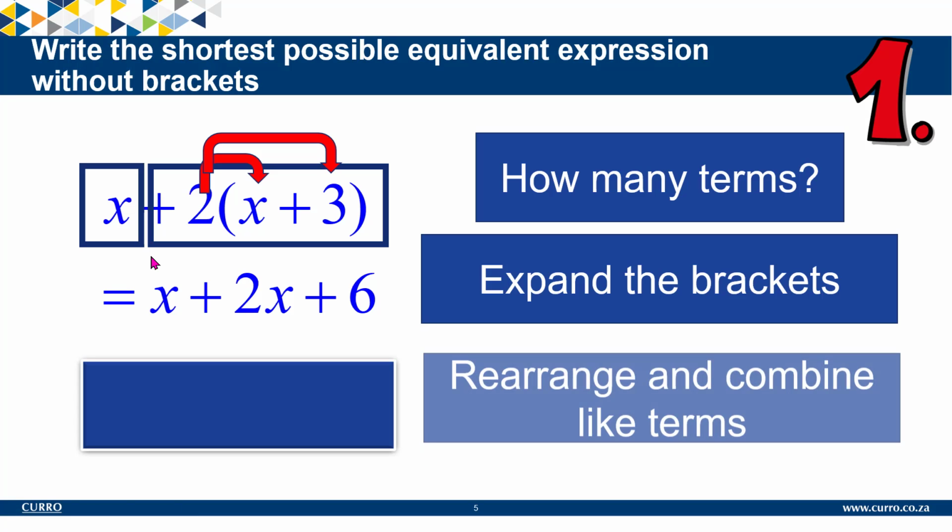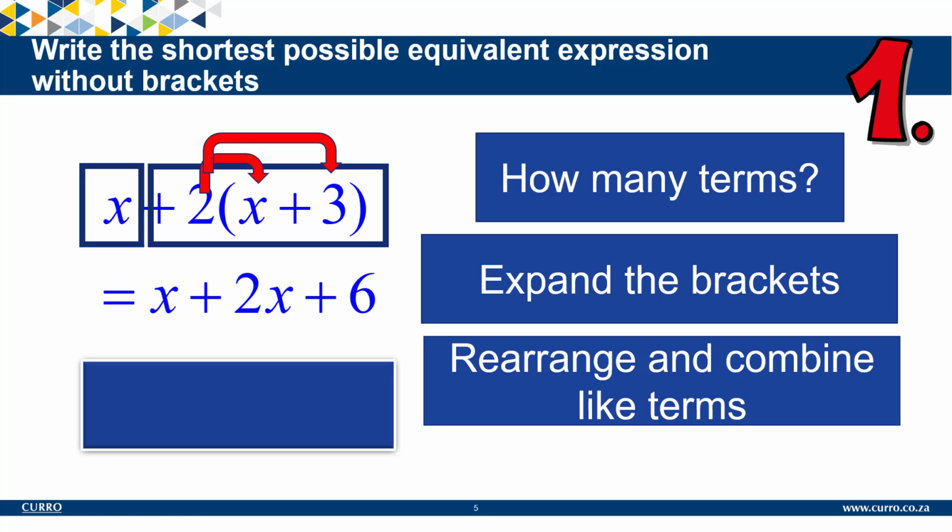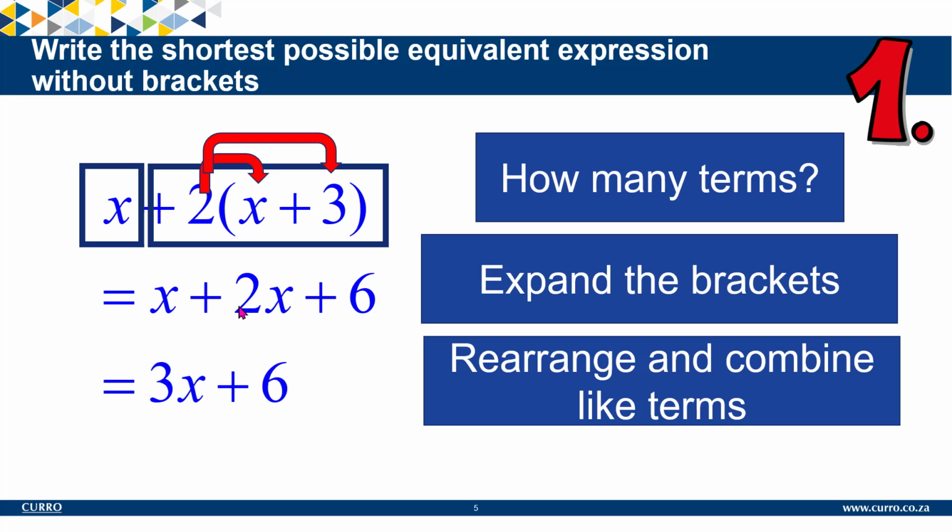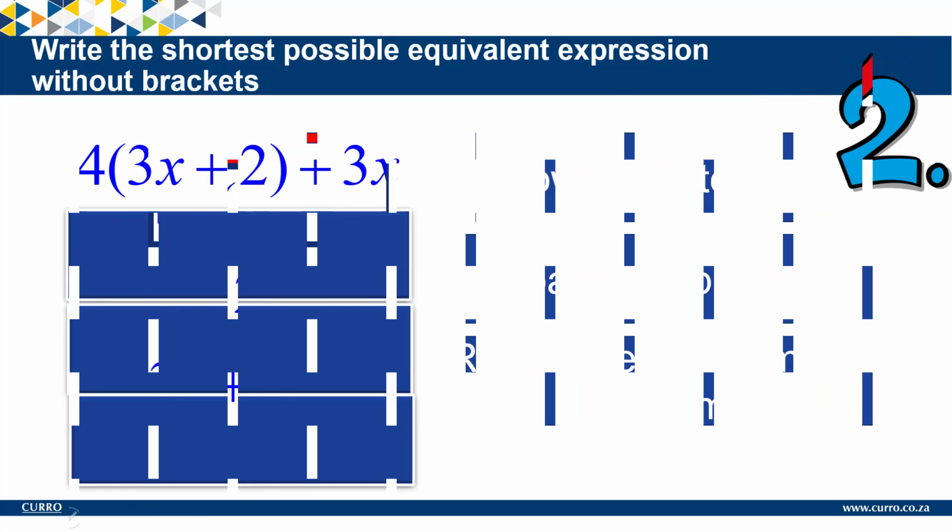And now we should rearrange and combine like terms. In this example, the two like terms are already next to each other. So we just add the coefficients of the variable, the 1 and the 2. And that will give us 3x plus 6. Write this example down in your math journal.